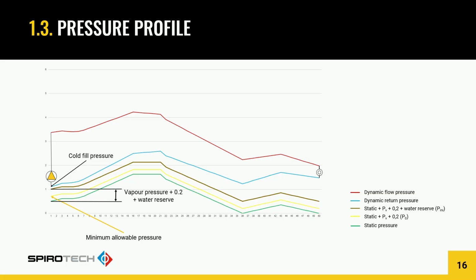On top of the minimum allowable pressure P0, we add the water reserve. This water reserve is used to keep the system filled when there are small water losses. Together, this gives P ini, or initial pressure, the initial system pressure, or the lowest cold fill pressure. By default, this pressure is set to about 0.5 bar above the static pressure.